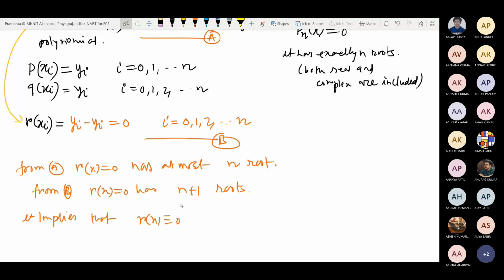From A, I have written that R of x equals 0 has at most n roots, and you see that the function is identically 0. Having roots and being identically 0 are different things. Sin x equals 0 has how many roots? At n pi, it has a root for n equals 1, 2, 3, 0, minus 1, minus 2. But sin x is not identically 0. That kind of thing I was telling here. R of x equals 0 has at most n roots, and from B, you obtain that R of x equals 0 has n plus 1 roots. So both are contradictory. The only possible case is that R of x is identically 0 function.